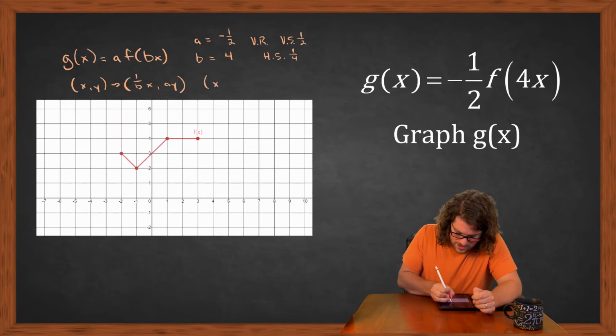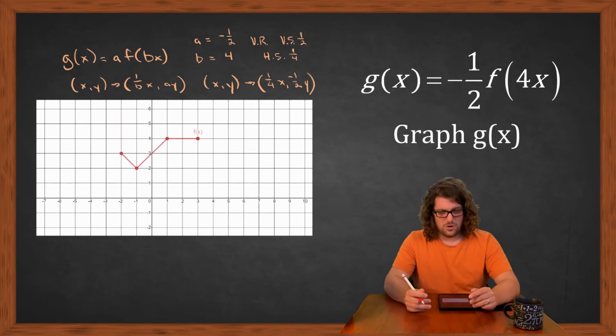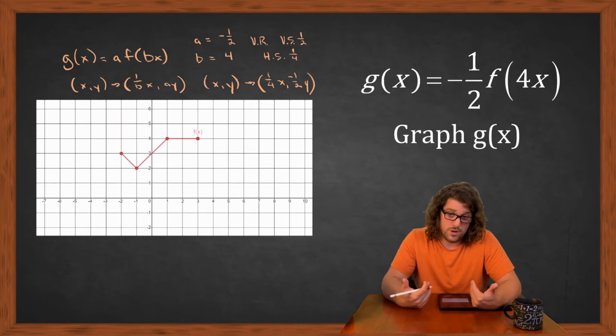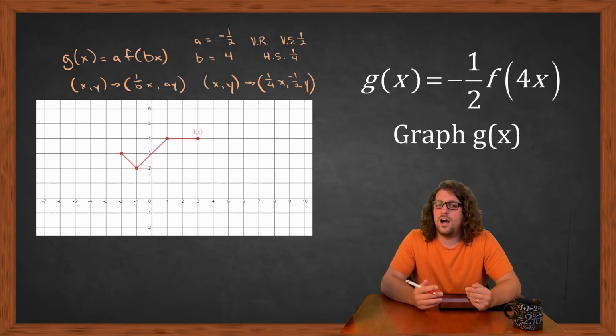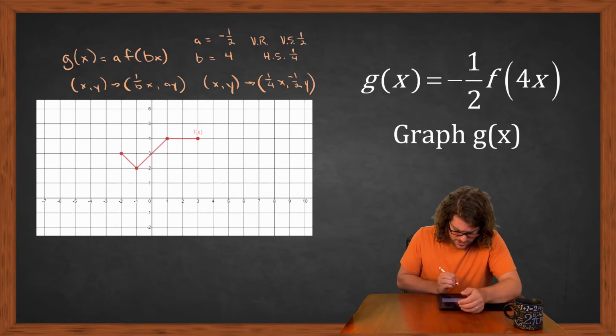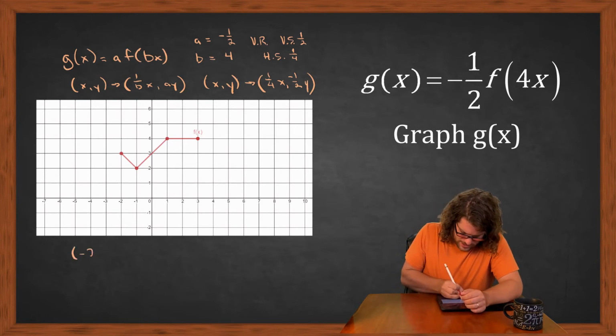For us then, our mapping notation is (x, y) is going to map onto (1/4 x, -1/2 y). So we're going to be able to take whatever points we want. I'm going to use again the 4 that I've labeled out there in our particular graph. I'm going to write those down real quick. So that's (-2, 3), as well as (-1, 2). We also have (1, 4) and (3, 4).